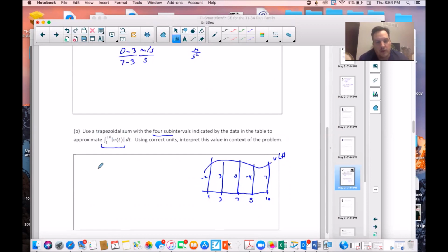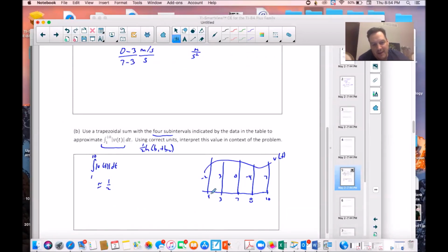So the trapezoidal sum, we know that the integral from 1 to 10 of the absolute value of v of t dt is going to be approximately, and we're just going to do the trapezoids. We know every trapezoid has a 1/2 in front of it. The area of a trapezoid is 1/2 h (b1 + b2). And when we do trapezoids on the AP exam, remember the bases are actually going vertically because those are the parallel sides, and the heights are these bases down here.